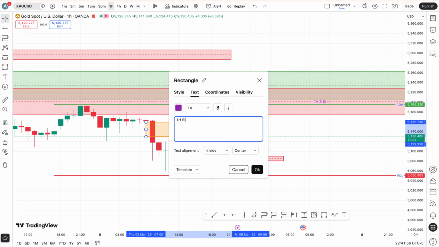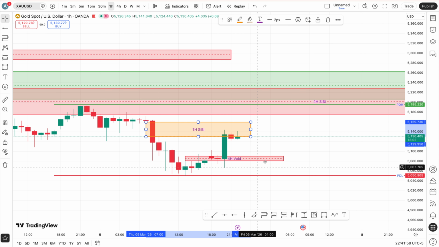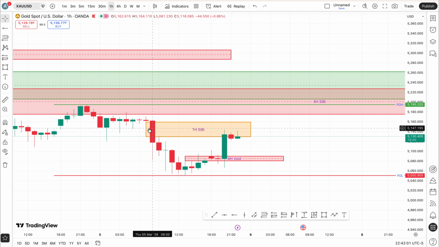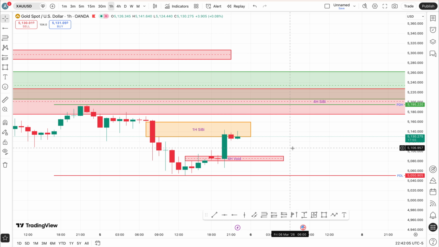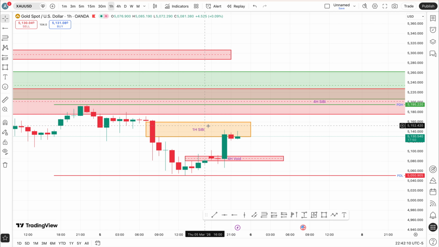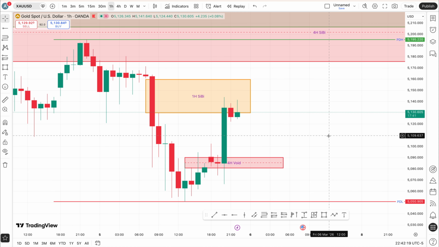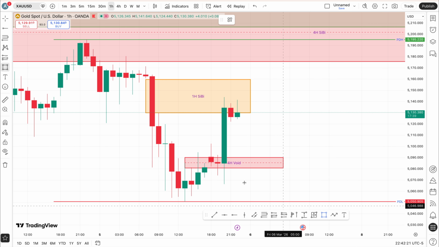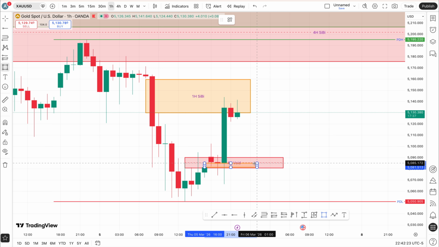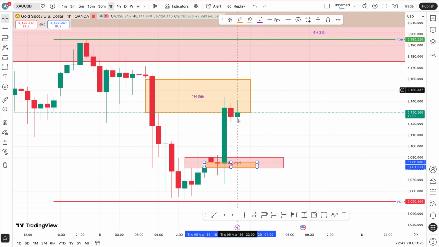So a SIBI, or a sell side imbalance buy side inefficiency, acts as a resistance and pushes the market down. The new imbalance becomes important because fresh inefficiencies often act as short-term magnets for price. We can see it also formed a void at the start of the day on the 1 hour chart. This is the 1 hour void.